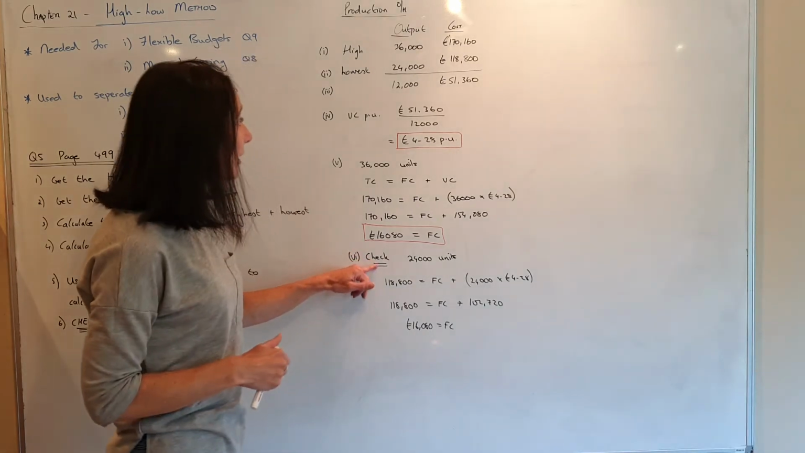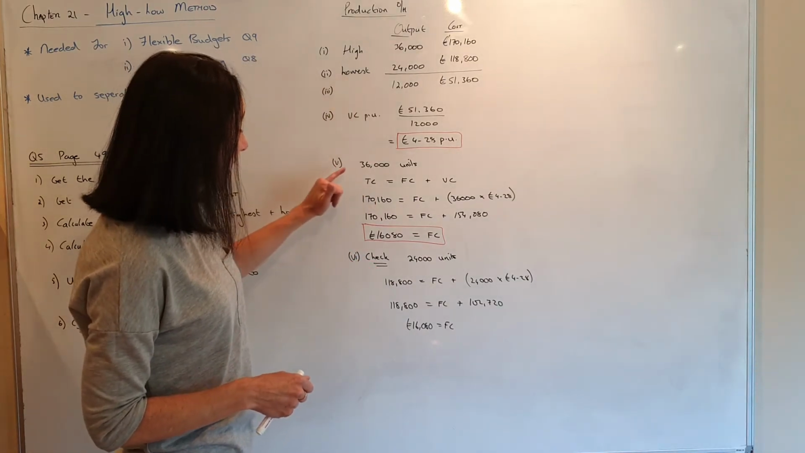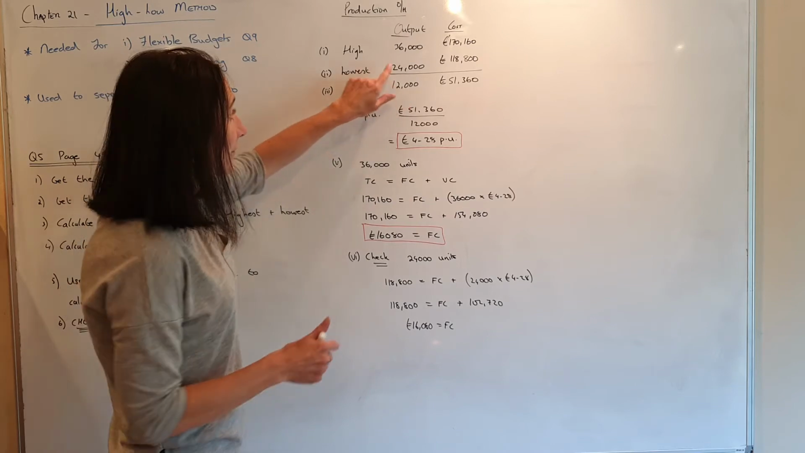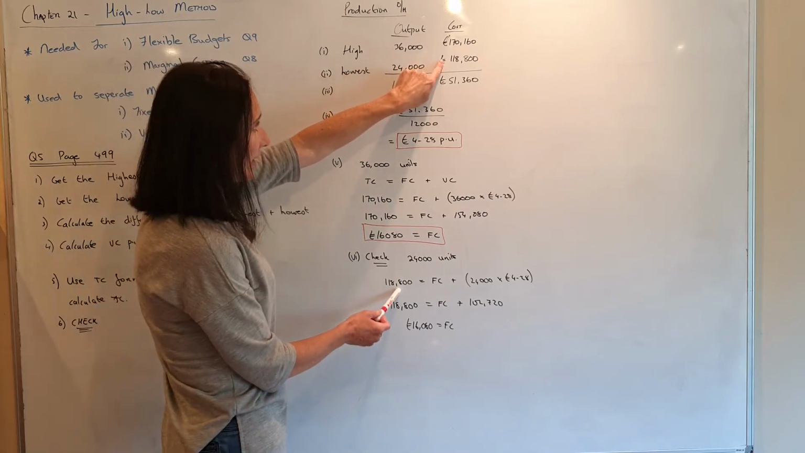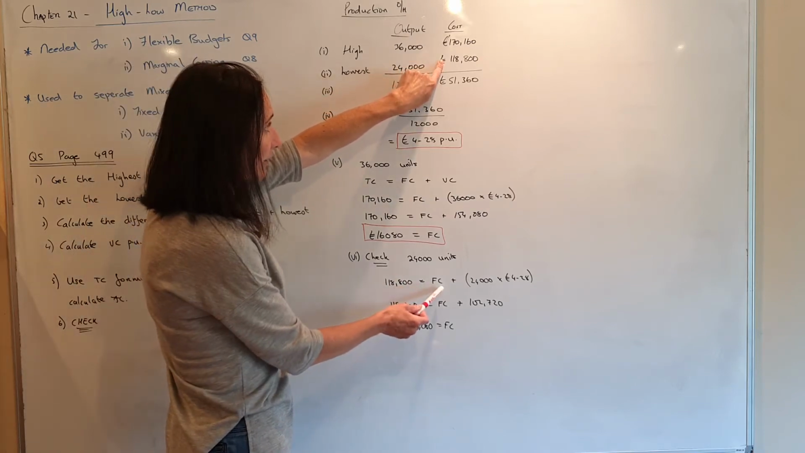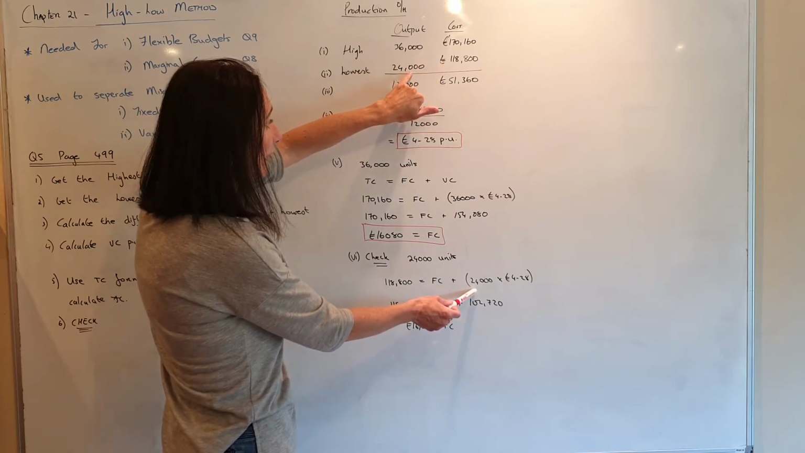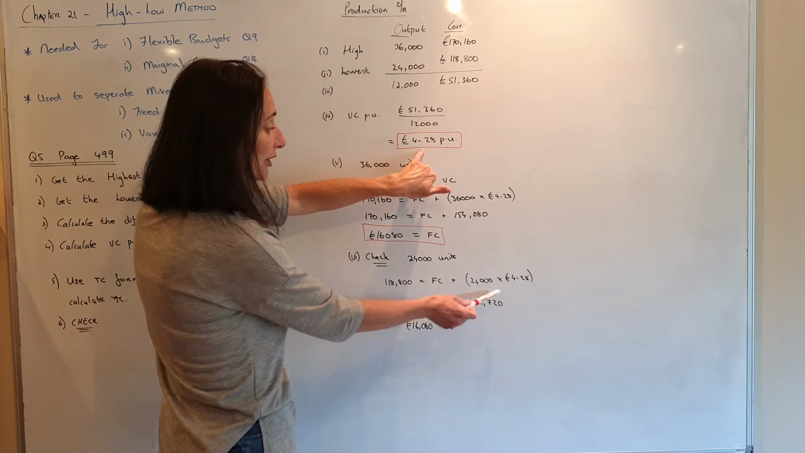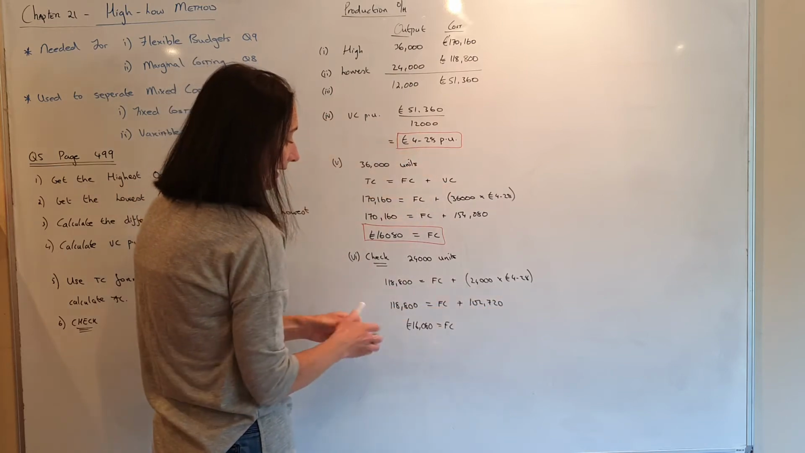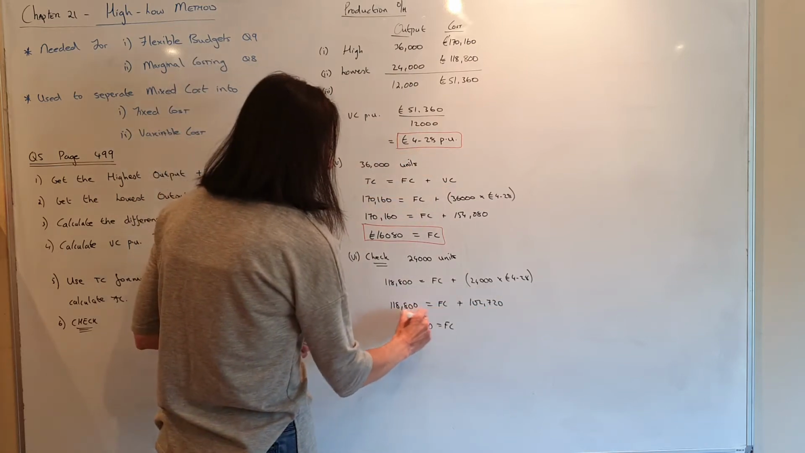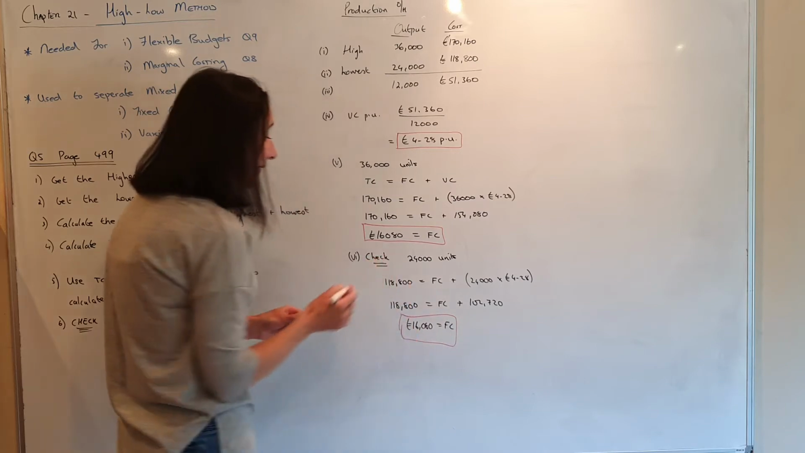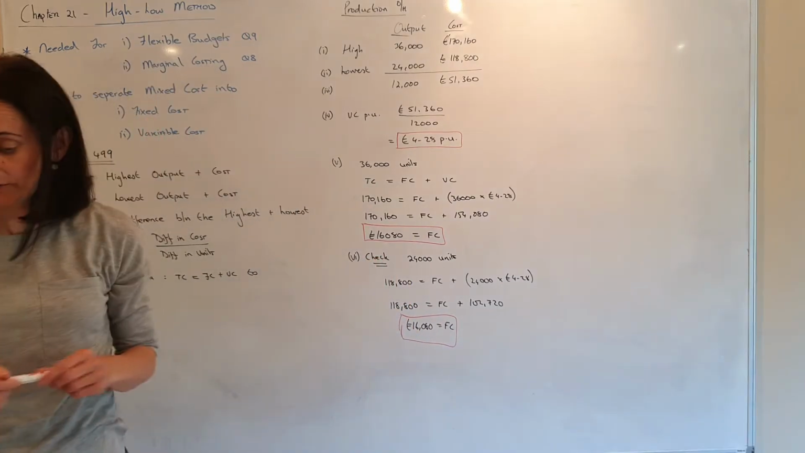Now to do a check, we're going to do the very same steps in step 5 with the lowest. So we're going to look at the total cost is 118,800 is equal to my fixed cost plus my variable. My variable is 24,000 units by the cost per unit, 4.28, and again we should get the same answer. And that is part A done for that question.